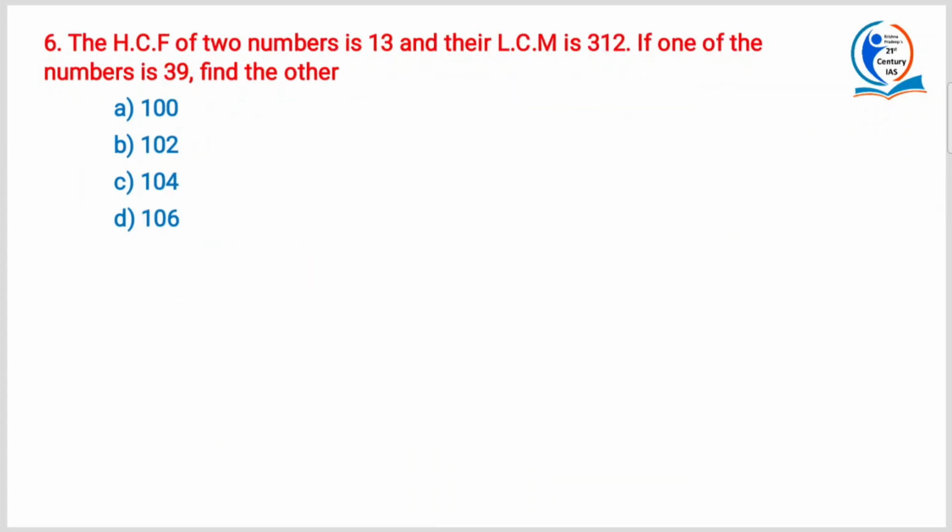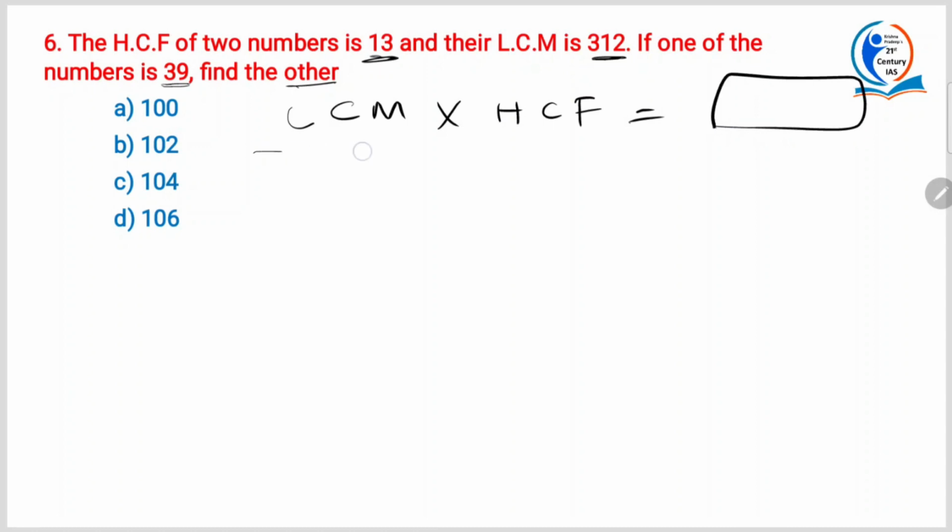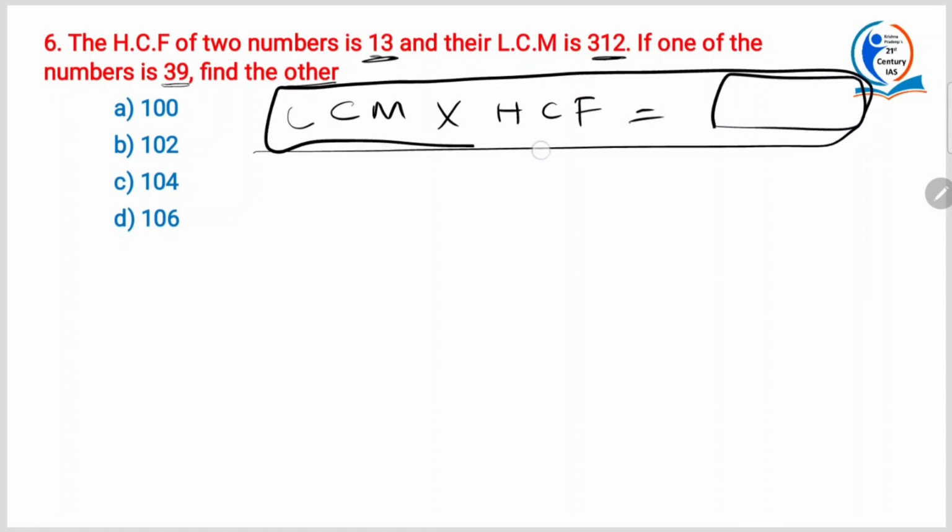Okay. The HCF of two numbers is 13 and the LCM is 312. One of the numbers is 39, find the other. The same concept, LCM into HCF is equal to the product of the two numbers. You have to be very much aware of this concept. This will be very useful in the actual examination also.